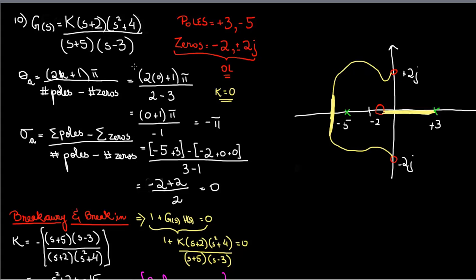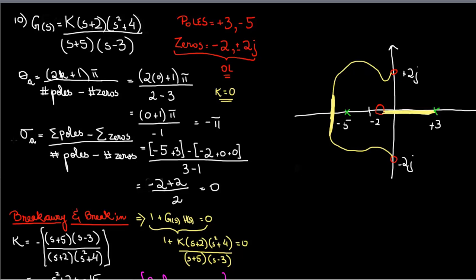You want to know some other things about it, so you can deduce what this plot is going to look like. To help with that, you're going to have to do some more calculations. First off, you have to find your asymptotes. To do that, there's an equation: (2k plus 1) times pi divided by number of poles minus number of zeros. With this equation, you assume a value for k. I assume k to be 0, and that gives you -pi.